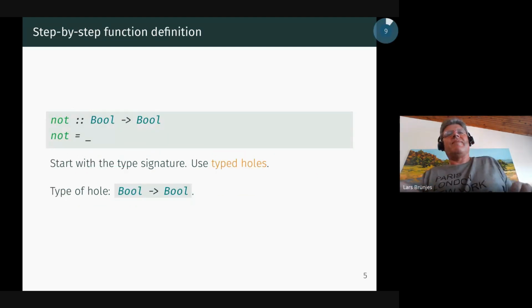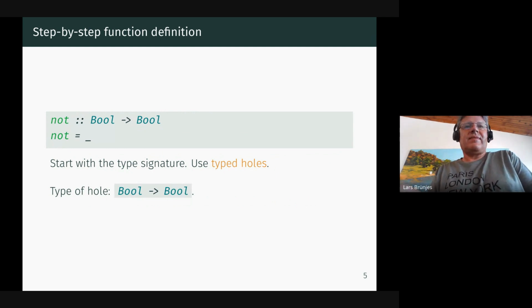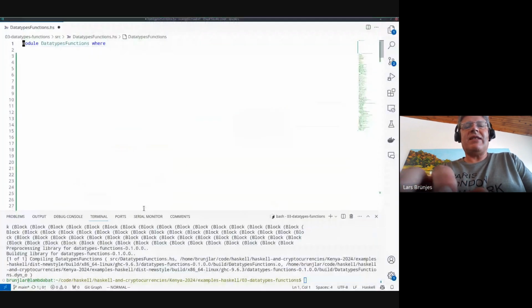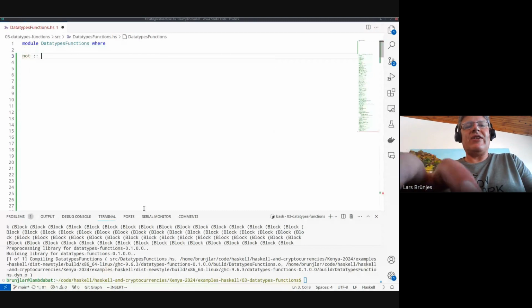Right. So for example, let's say we want to define the not function. This is now like baby steps. Logical negation. This is, of course, already built in.